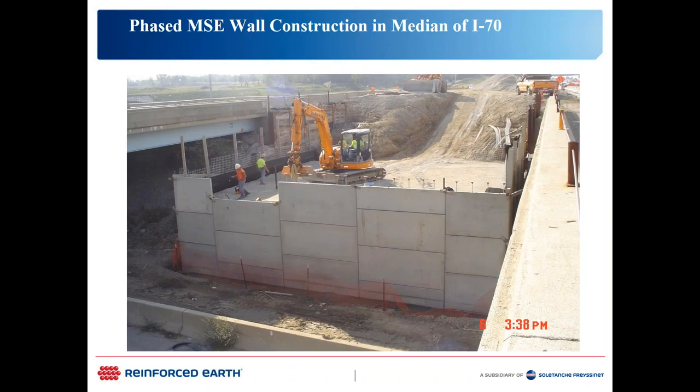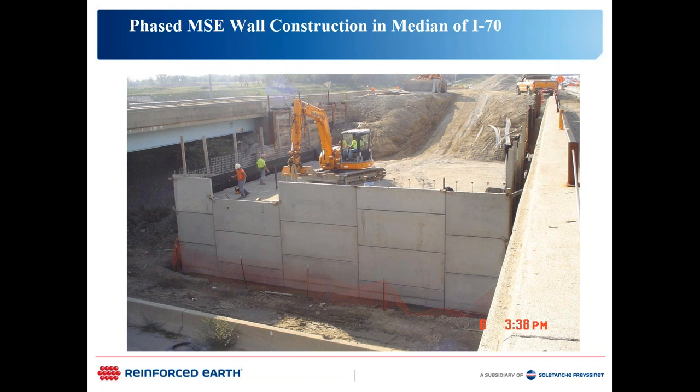This will be a typical application like that, where an existing bridge needs to be widened. So what you could see here, you could build the middle portion between the two existing bridges using standard MSE and wire-faced on both sides. And once this is done, you could shift the traffic to the central portion and then demolish the bridge on either side.